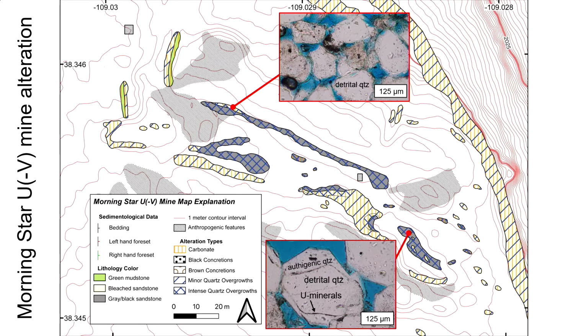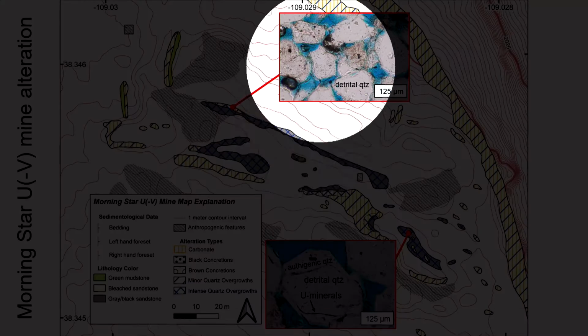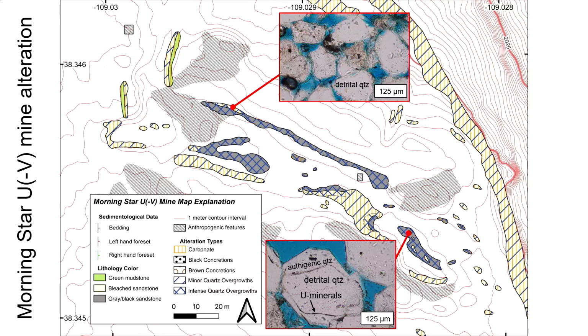In the top, we have an image where you mostly just see detrital quartz grains. And then once you step inside the ore body, with this image here at the bottom, we see those detrital quartz grains again, but in this case they're overgrown with abundant authigenic quartz that's pretty euhedral in nature.